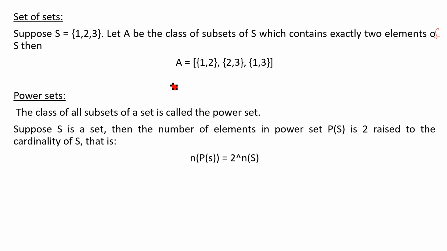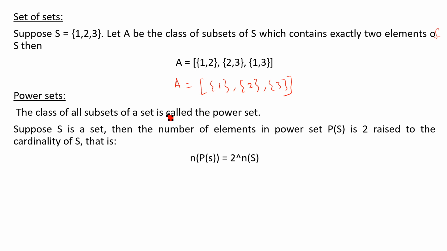There may be a class which has the subsets of S which contain exactly one element. Then this would be like this: {1}, {2}, and {3}. Or A be the class of subsets of S which contain exactly 0 elements. Then the empty set would be there, and there may be 3 elements. Then {1, 2, 3} would be the set.